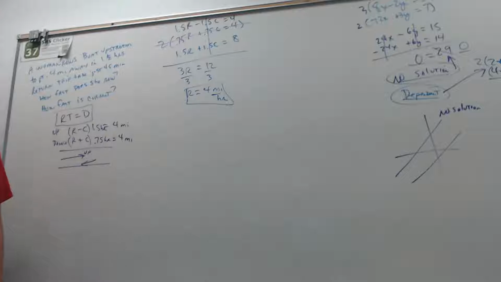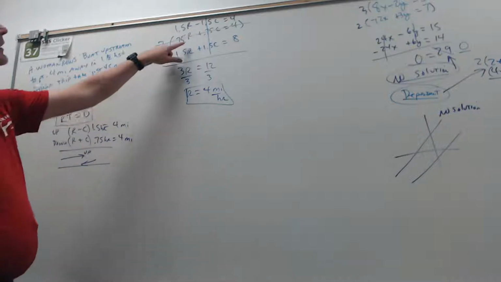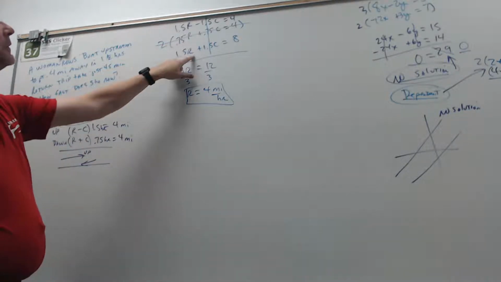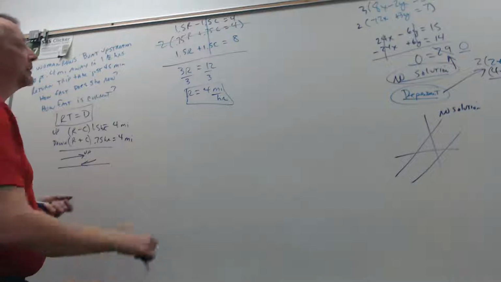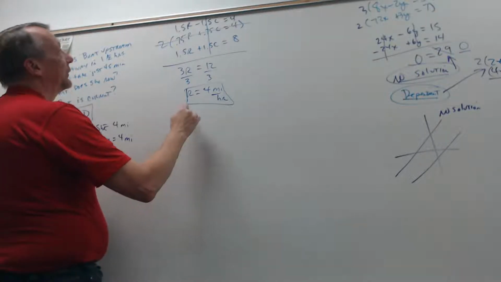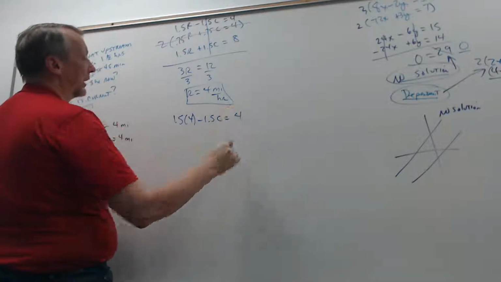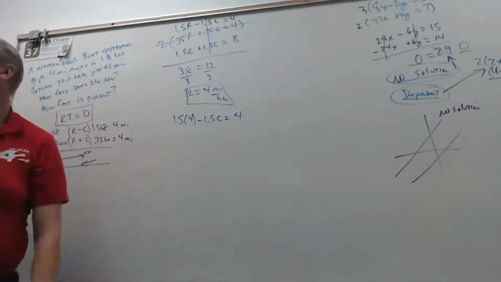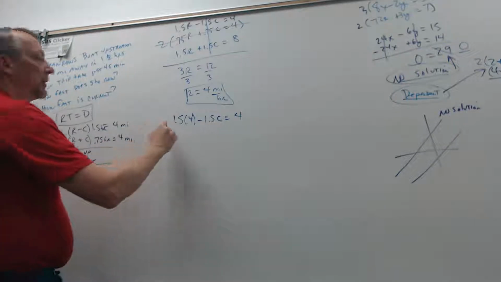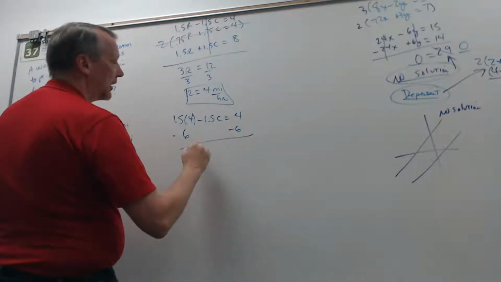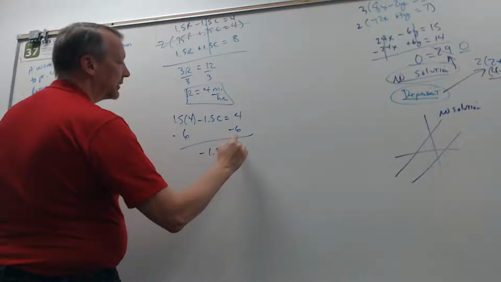And how fast is the current? Plug it in, down to either one. Which one? Let's do the plus. This one here? Yeah, top one. Keep it simple. 1.5 times 4 minus 1.5 times C equals 4. 1.5 times 4 is 6. I'm going to subtract 6. Negative 1.5 times the current equals negative 2.